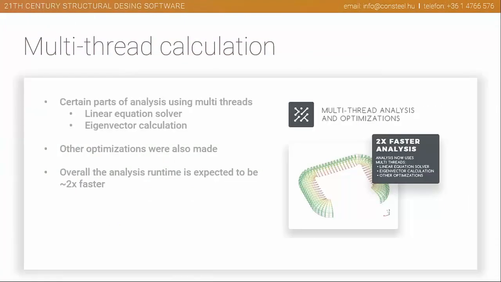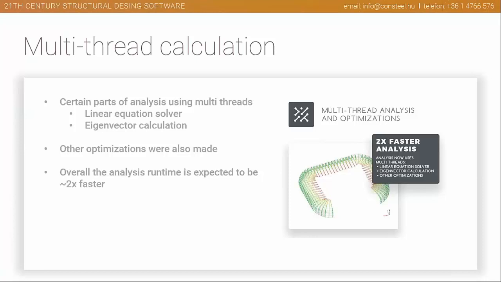Okay, so let's start with the multi-thread calculation and system improvements. ConSteel 12 is able to utilize the capacity of the multi-core processors. Thanks to the new improvements, ConSteel uses multi-thread calculations for the linear equation solver and eigenvector calculation. Furthermore, other optimizations were also made. Overall, we can say that the analysis runtime is expected to be two times faster than previously.